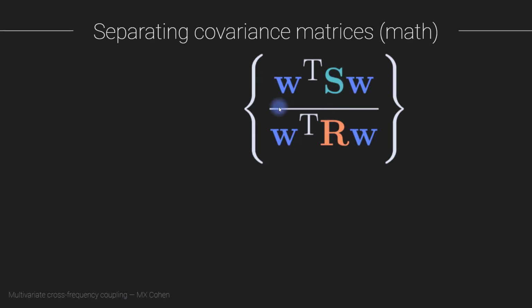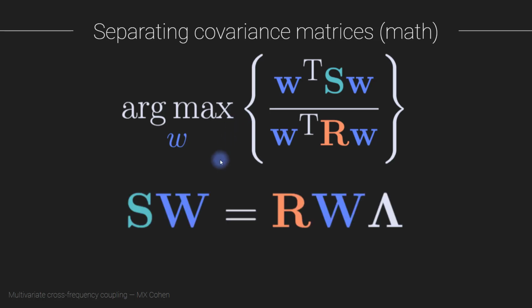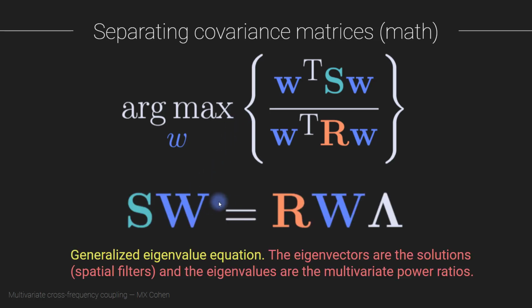So you might already recognize this as an optimization problem. We want to find the vector W that maximizes this relationship. It turns out that linear algebra gives us a really elegant solution to this maximization problem, which is this formula, called a generalized eigenvalue equation, or more generally, a generalized eigendecomposition on these two matrices S and R.